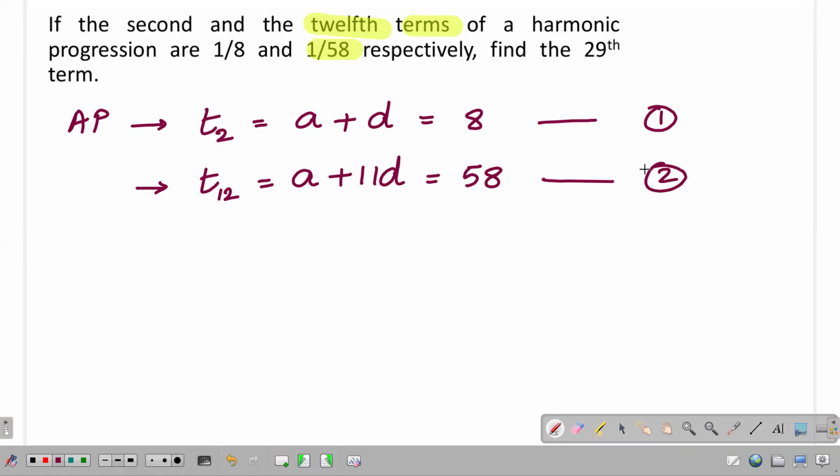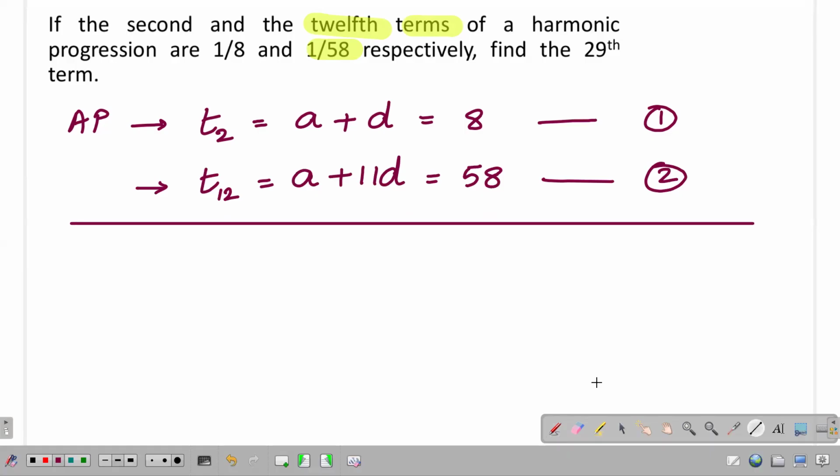Who is going to prevent me if I do like this? Got it? Now with the help of these two equations, equation 1 and equation 2, you simply perform equation 2 minus equation 1. You can see that a and a will cancel off. 11d minus d will be 10 times d. It is equal to 58 minus 8, that is equal to 50. So that gets me d equal to 5.